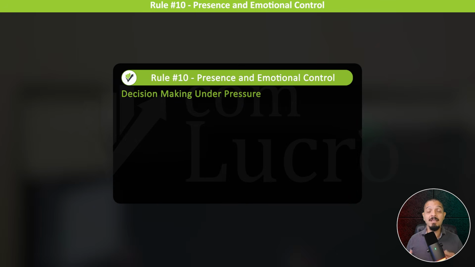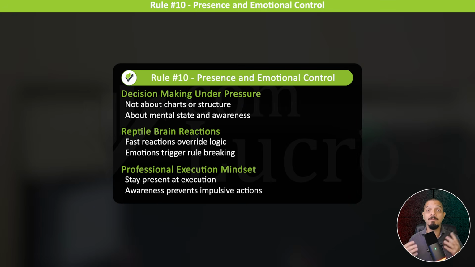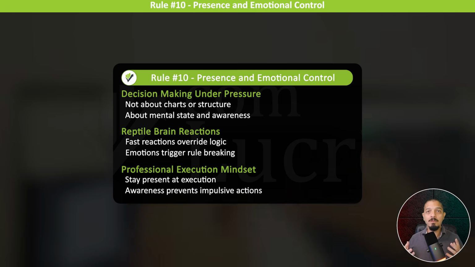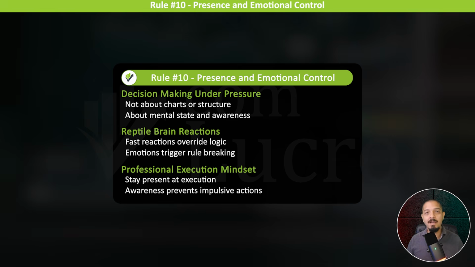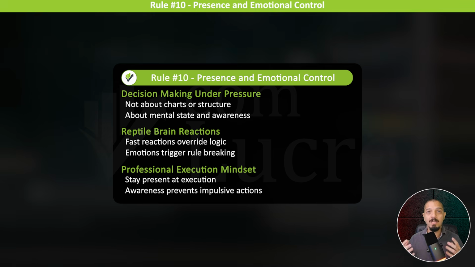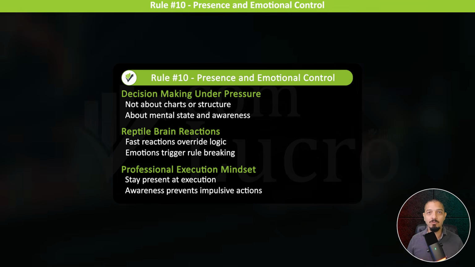Rule number 10 is presence and emotional control. Trading decisions are often made under pressure, and when awareness drops, reactions take over. That is when traders abandon their plans, hesitate, or act impulsively. Professional traders train themselves to stay present and grounded at the point of execution. When discipline, risk control, and psychological awareness work together, trading becomes structured instead of emotional. This is what turns good analysis into consistent performance over time.